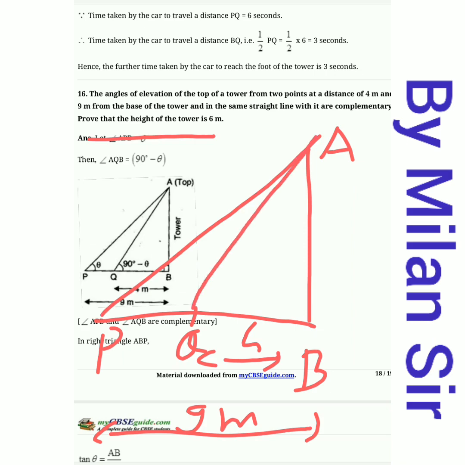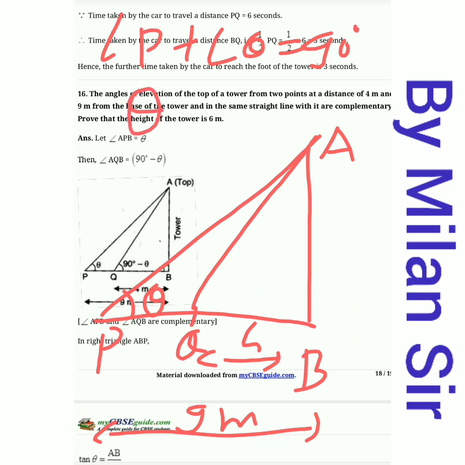So we join A to P and Q to A. Now the angles of elevation are complementary angles. What is the meaning of complementary? It means the addition is 90 degrees. So here we assume that angle P is equal to theta. Now angle P plus angle Q is equal to 90 degrees, because it is given that the angles of elevation from these points are complementary angles. So angle P and Q are complementary, that means the addition is 90 degrees.